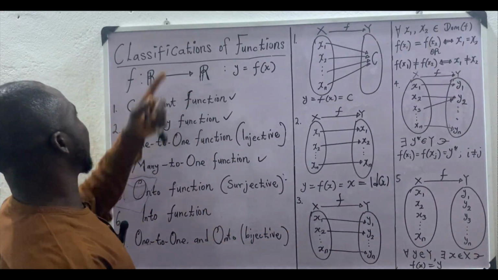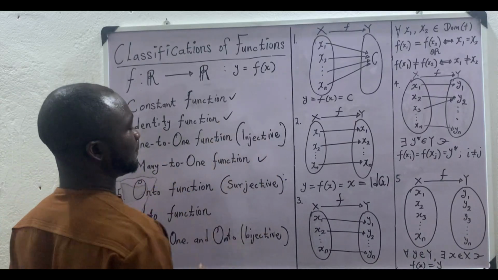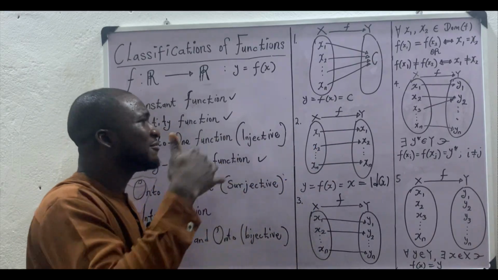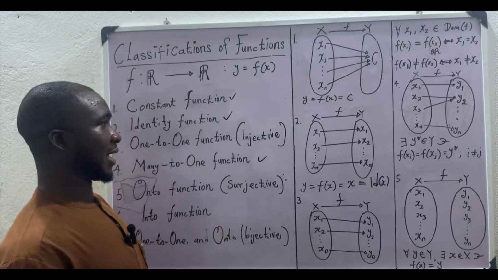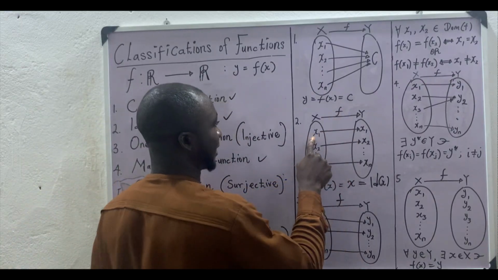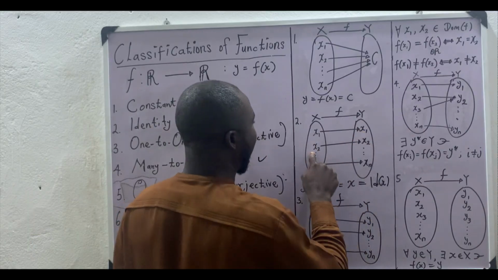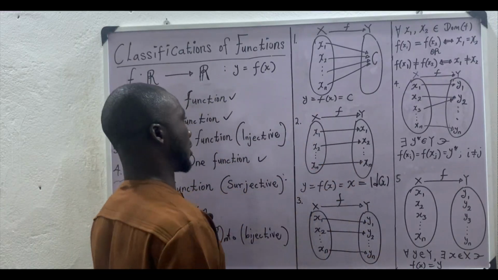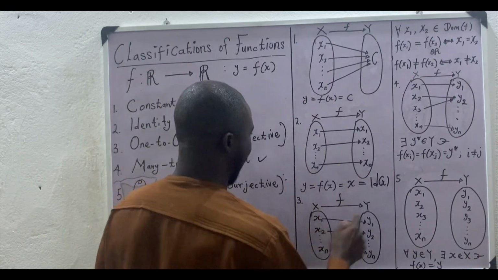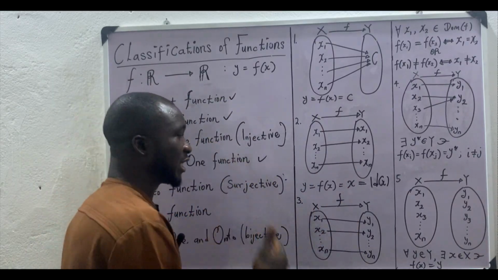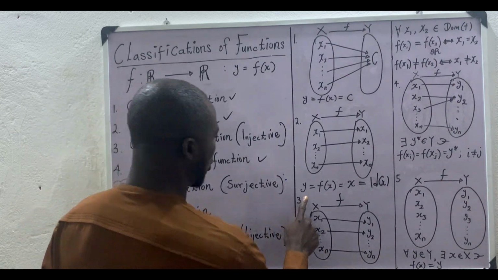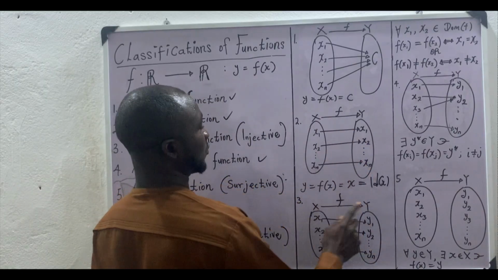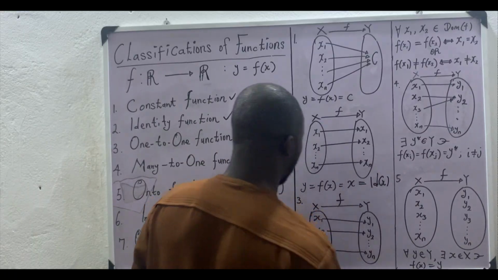The second classification is the identity function. Here, the function f associates or assigns every element in its domain onto itself. The function f assigns s1 to s1, s2 to s2, s3 to s3, s4 to s4. It continues in that order until it assigns sn to sn. It assigns every element in its domain onto itself. The rule y equals f of x is denoted by x. This function is usually denoted as the identity function of x.